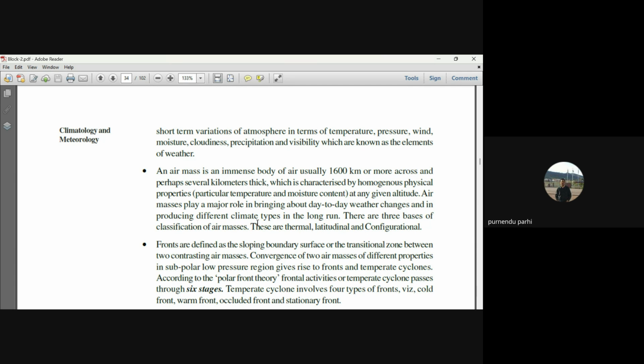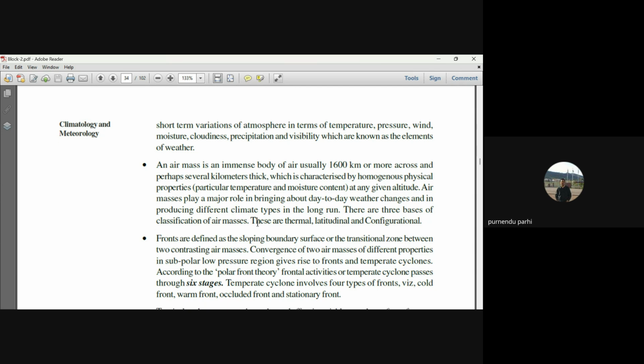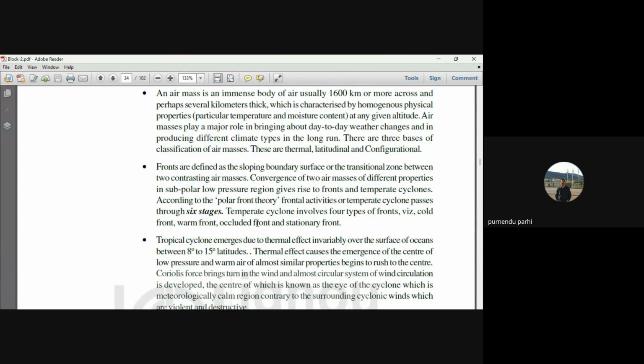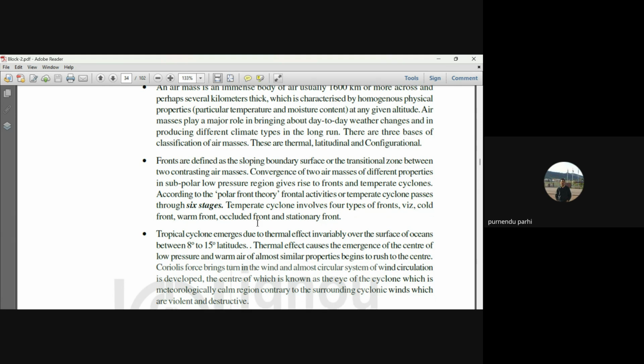Air masses play a major role in bringing about day to day weather changes and in producing different climate types in the long run. Fronts are defined as the sloping boundary surface and transitional zone between the two contrasting air masses. Convergence of the two air masses of different properties in subpolar low pressure region gives rise to fronts and temperate cyclones. According to the polar front theory, frontal activities or temperate cyclone passes through 6 stages, those we discussed.